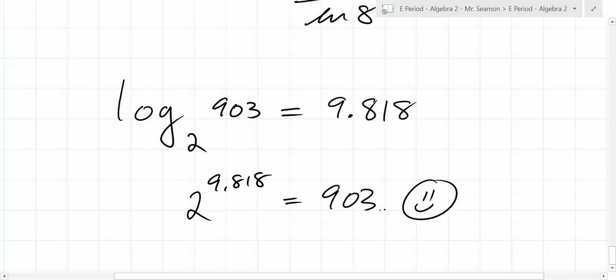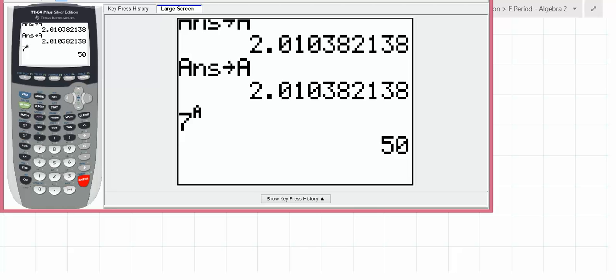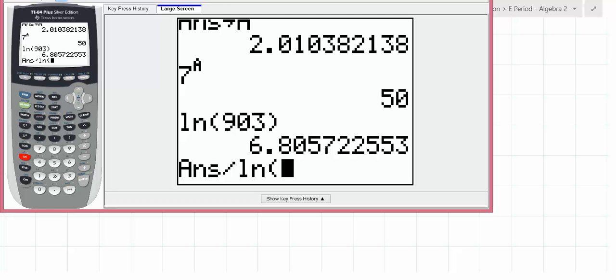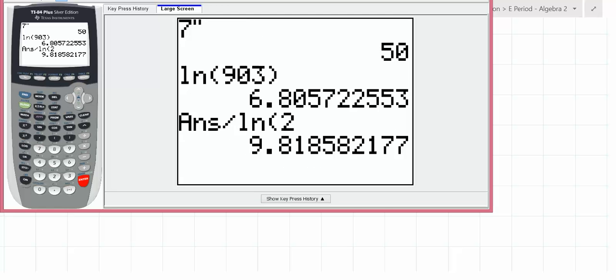Very cool. So once again, everybody, if you do ln of 903 divided by ln of 2, you get the answer, right? Here's the thing. You see that big decimal? You can store it. In the bottom left, you see the STO button? STO, and then ANS means the last answer. And then you see all the green letters on your calculator? You can pick any one you want by hitting second.